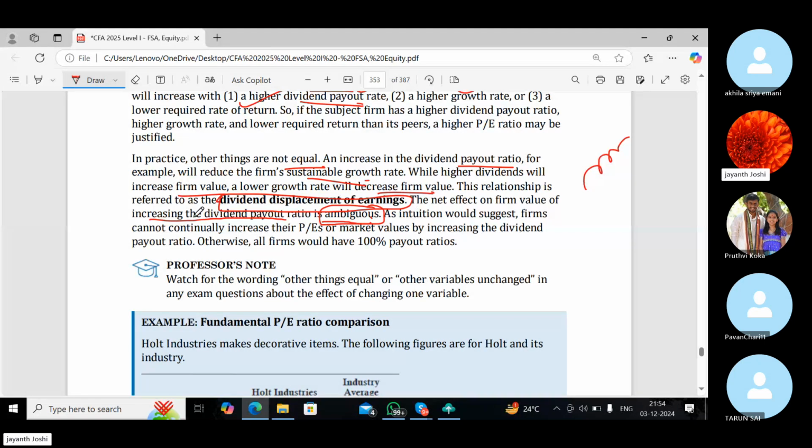As intuition would suggest, firms cannot continually increase their PE ratios or market values by increasing the dividend payout ratio. Otherwise, all firms would have 100% payout ratios. If that were the case, every company would pay the highest dividend and try to increase their value. But that is not going to happen, because the price to earnings ratio is nothing but market price by EPS. One way we calculated it was using the expected earnings, the future expectation of earnings. So if the firm looks at increasing this PE ratio by increasing the dividends, they can do it to a maximum of 100%, but that is not always going to work out for the company. A very high dividend payout ratio is again dangerous for their sustainable growth rate.